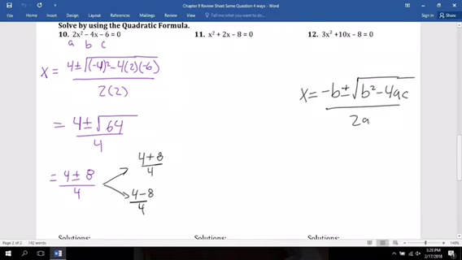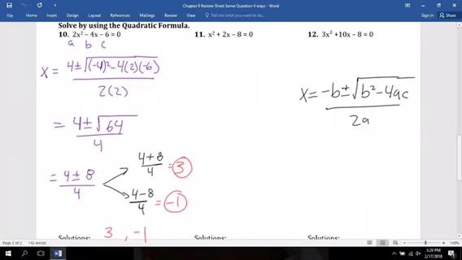Well, 4 plus 8 is 12. 12 divided by 4 is 3. So one of your solutions is 3. And then 4 minus 8 is -4, divided by 4 gives you -1. So one of your solutions is -1. So for this problem, your solutions are 3 and -1.